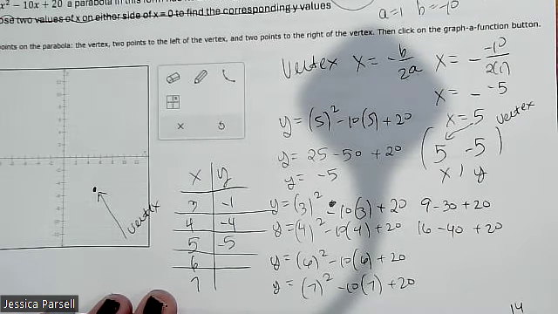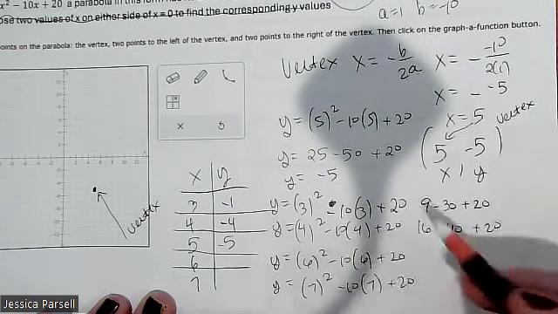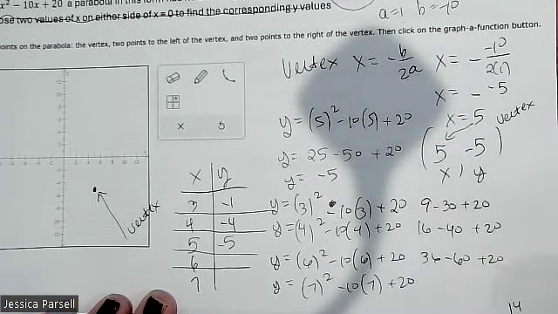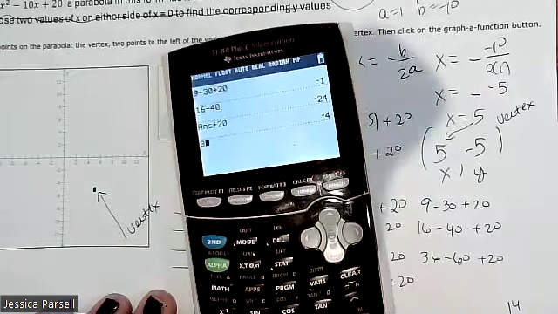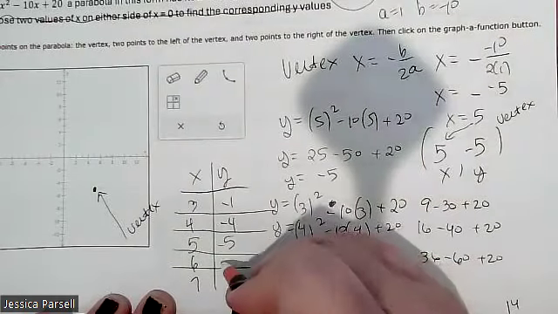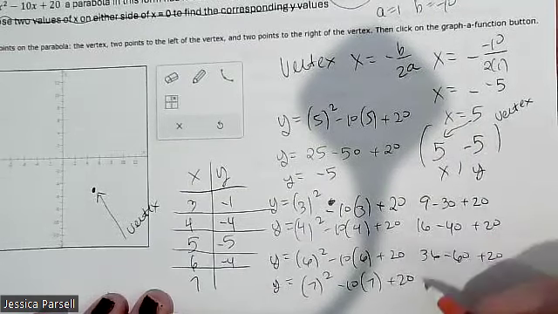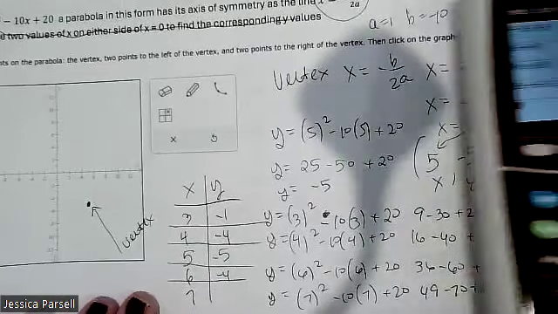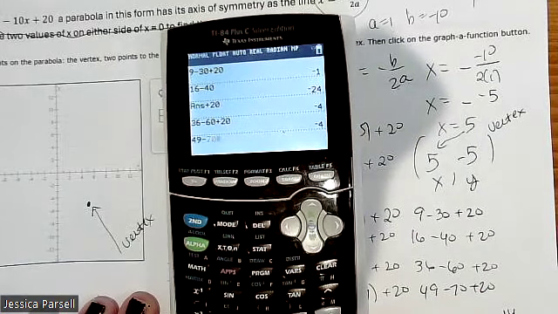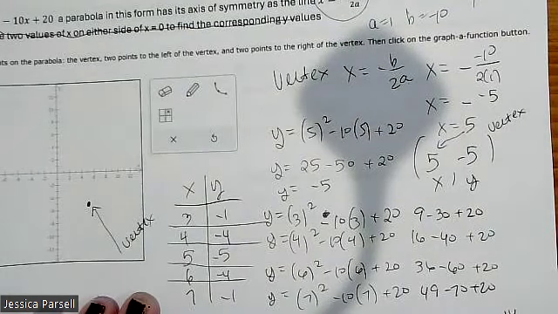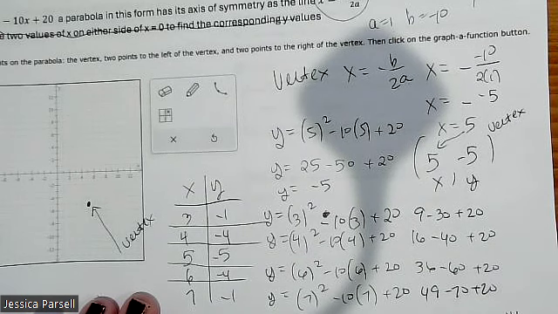Let's try a 6. So 6 squared is 36. Minus 10 times 6 is 60 plus 20. Okay. 36 minus 60 plus 20, negative 4. And then 7 squared is 49. Minus 70 plus 20. All right, negative 1. Well, that's convenient for us. I think we can get all of these on our graph.